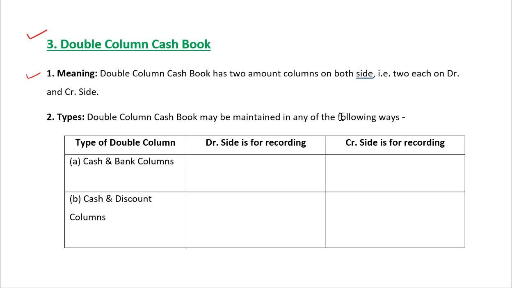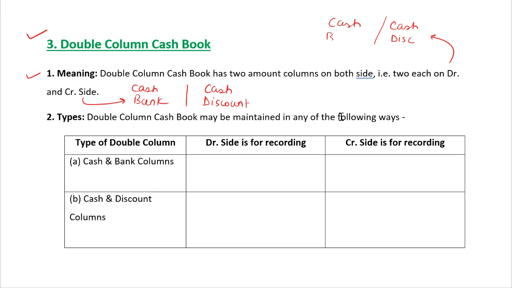Let's see the meaning. Double column cash book has two amounts column on both the side. That is 2 each on debit and 2 each on credit. So 2 each on credit, this could be cash column. Cash column would be there for sure. And it could be a bank column or cash and discount. Same happens with debit column. We have cash, discount. We could have cash, bank.